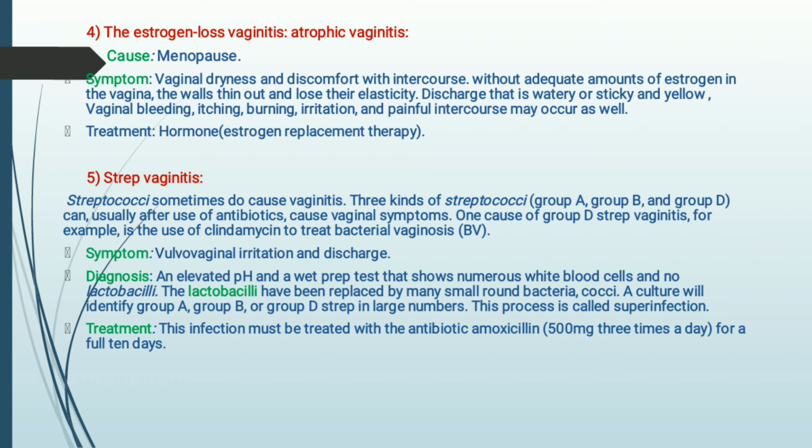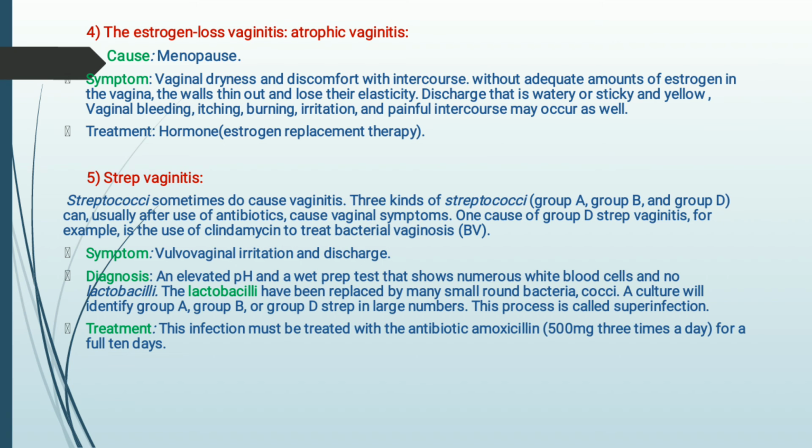It can usually happen after the use of antibiotics. We use different types of antibiotics to get rid of vaginal diseases or vaginal infectious particles. Due to this antibiotic, another type of bacteria becomes resistant to that antibiotic, which leads to the flourishing of that type of bacteria. So it leads to different kinds of vaginal symptoms and disease. One cause of group D strep vaginitis, for example, is the use of clindamycin to treat bacterial vaginosis.